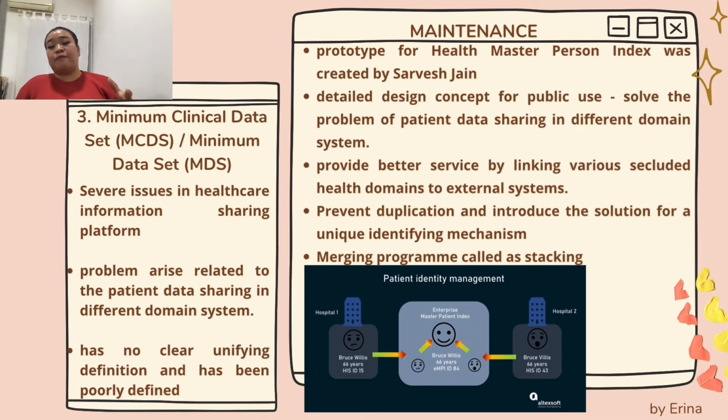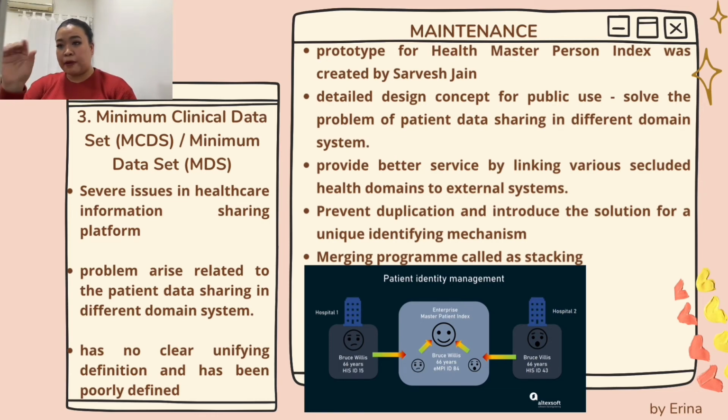The team developers try to prevent duplication in this system, because it happened before in the emergency department, in a story published by Dr. Fennell, about a doctor at the emergency department who misdiagnosed because there was a duplication of patient information in the system. This is why the team developers are trying to prevent duplication, and they were going to introduce a solution for a unique identifying mechanism by developing a merging program called stacking.